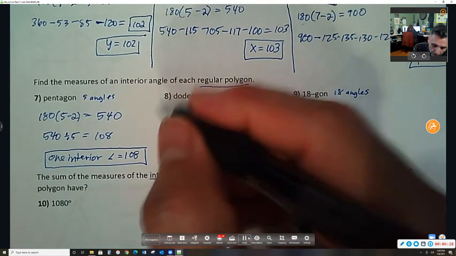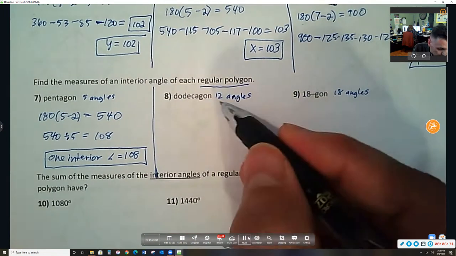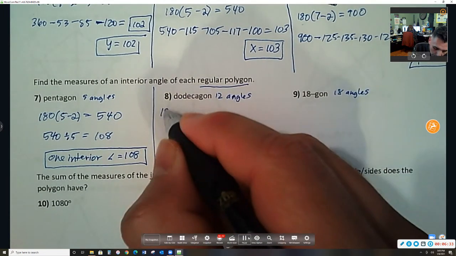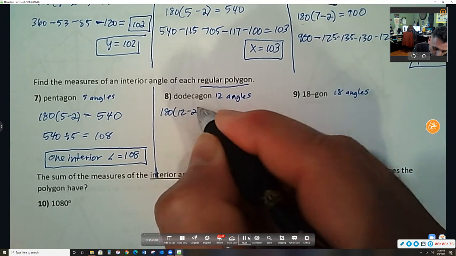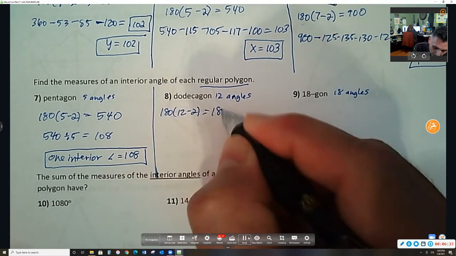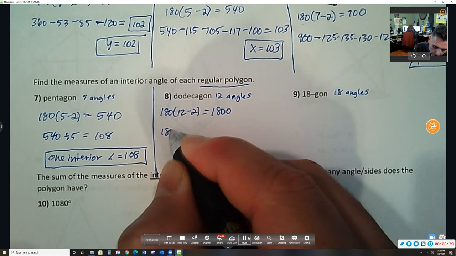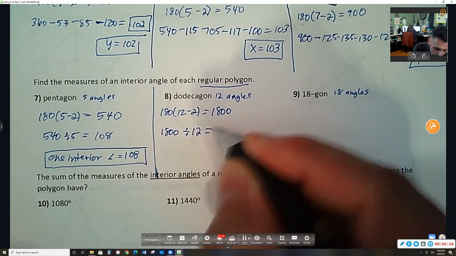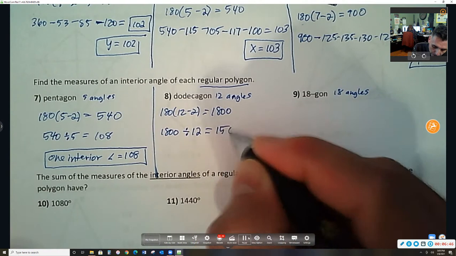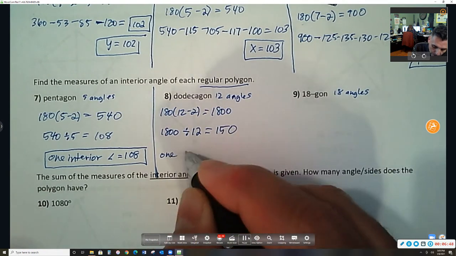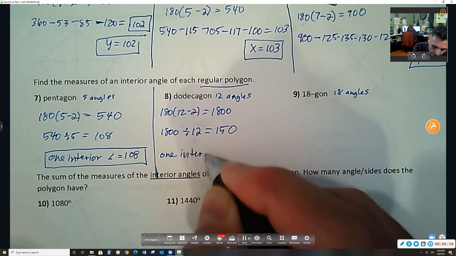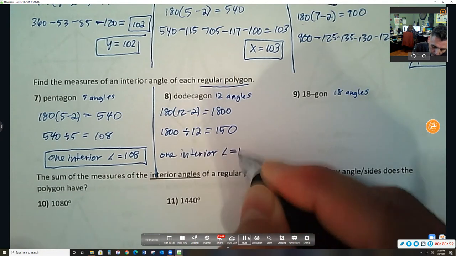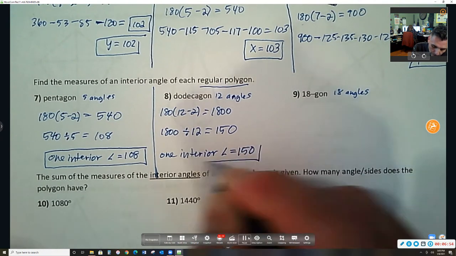And then for a regular dodecagon, a dodecagon has 12 angles, so do 180 times 12 minus 2, type that in the calculator and you get 1800. Take that 1800 and distribute it amongst the 12 angles. When you do that, you get 150. So for a dodecagon, one interior angle equals 150.